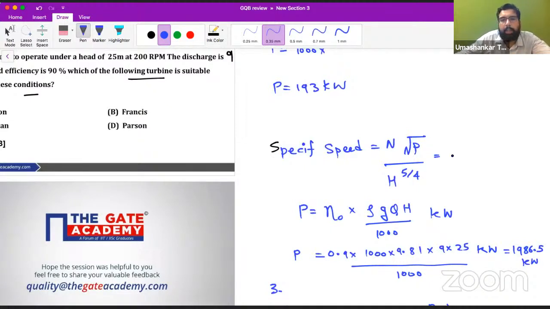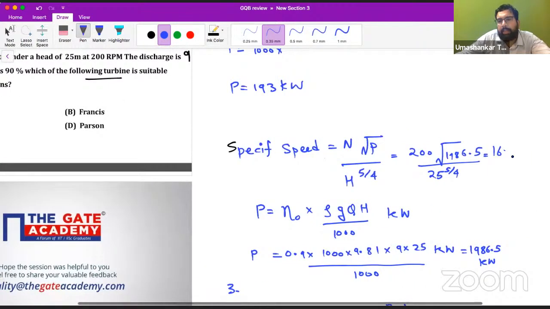So you can put all these data back into it. So it is going to be 200 root over 1986.5 divided by 25 to the power 5 by 4. So if you calculate this, you will be getting somewhere near 160, specific speed as 160 RPM.